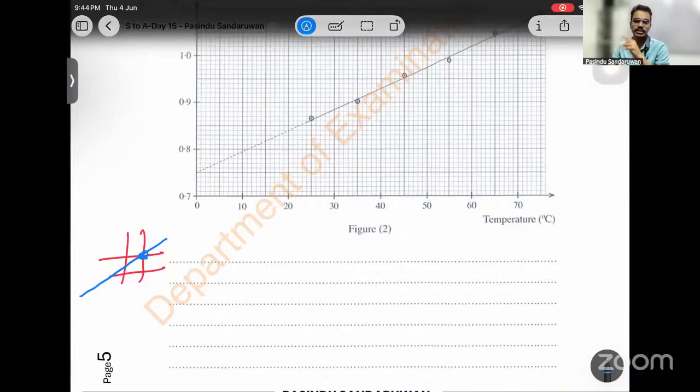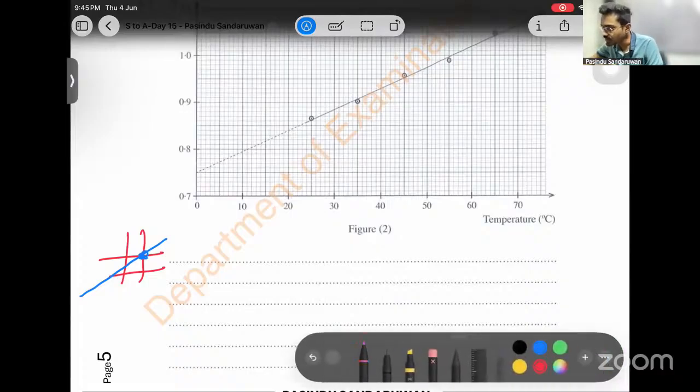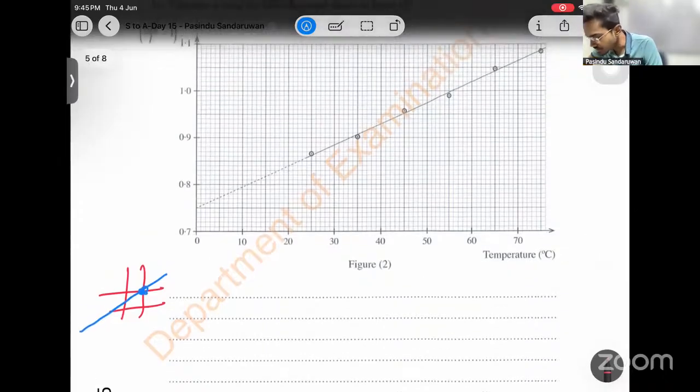If you don't have a proper intersection, such points cannot be considered. Points like these should be considered. That is important. Now find 2 points for this. Find 2 points.